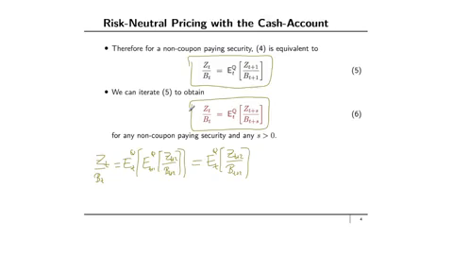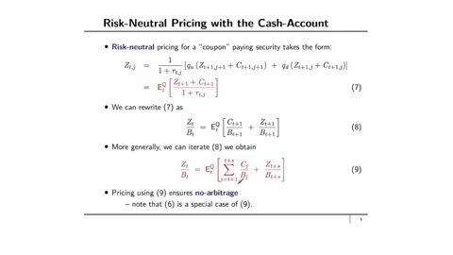In particular, it's the pricing equation that we use for any security that does not pay any intermediate cash flows between times t and t+s. When we're doing risk-neutral pricing for a coupon-paying security, we use the exact same idea. So Z_tj equals 1 over (1 plus r_tj) times the expected value under Q of the value of the security plus the cash flow at time t+1. So that just gives us this expression here.